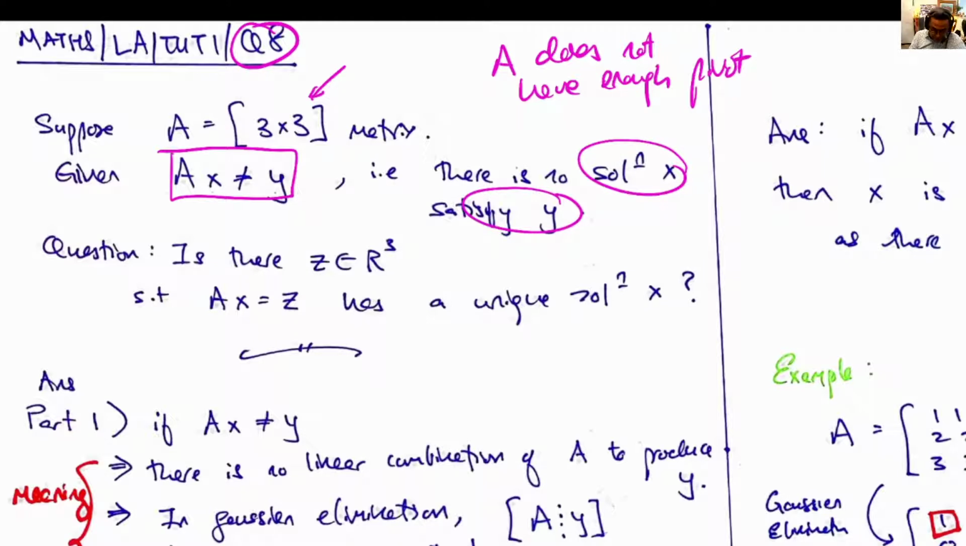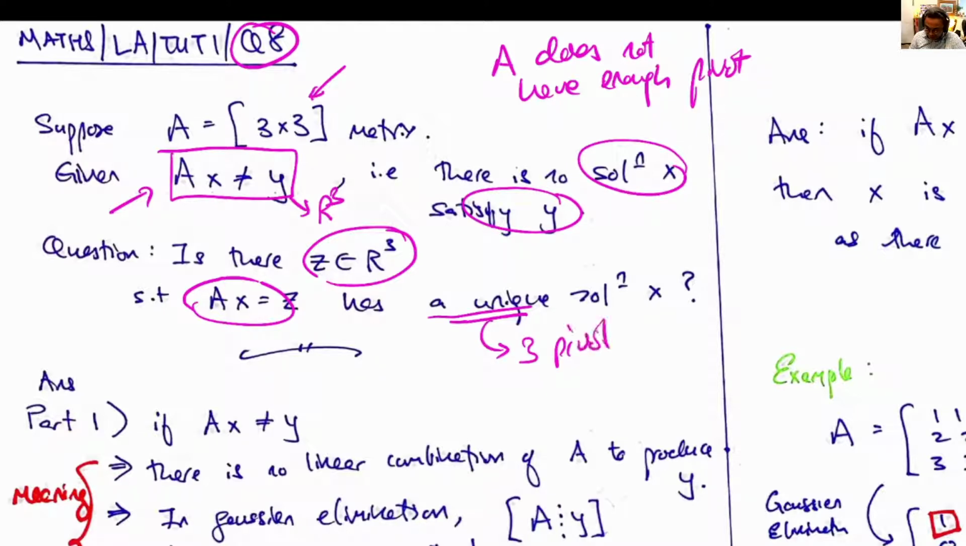Now, given that this is told to us, the question says that given another Z that belongs to R3, Y is also a vector in R3, does this have a unique solution? Remember that to have a unique solution, we need 3 pivots. And in the first part, there is only 2 or 1 pivot, or even no pivot at all. So since we need 3 pivots, and when A reduces it doesn't have 3 pivots, the answer is that there is no unique solution of X satisfying some given Z.